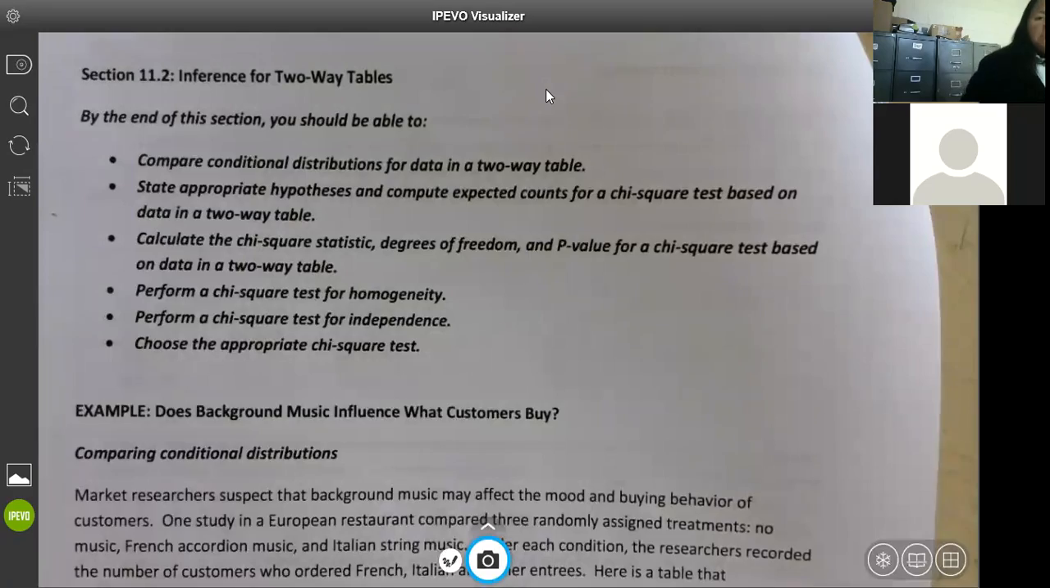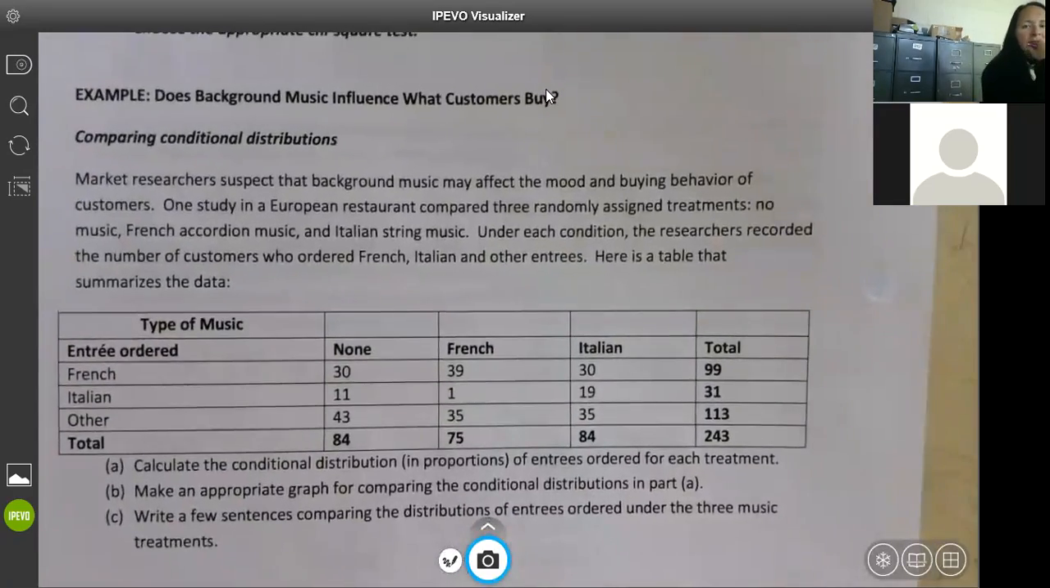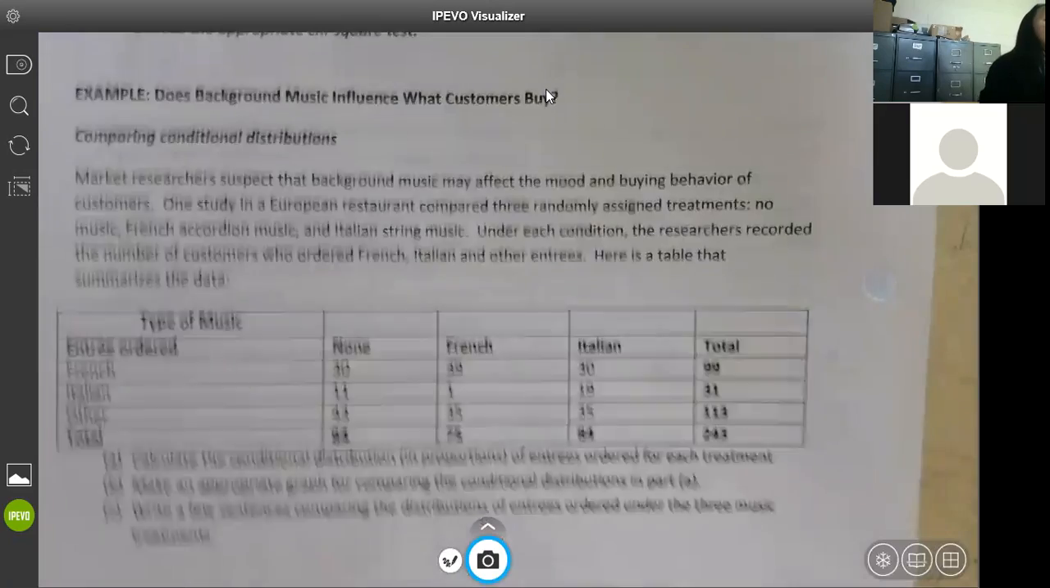So comparing conditional distributions. It says market researchers suspect that background music may affect the mood and buying behavior of customers. One study in a European restaurant compared 3 randomly assigned treatments: no music, French accordion music, and Italian string music. Under each condition, the researchers recorded the number of customers who ordered French, Italian, and other entrees. Here's the table that summarizes the data.